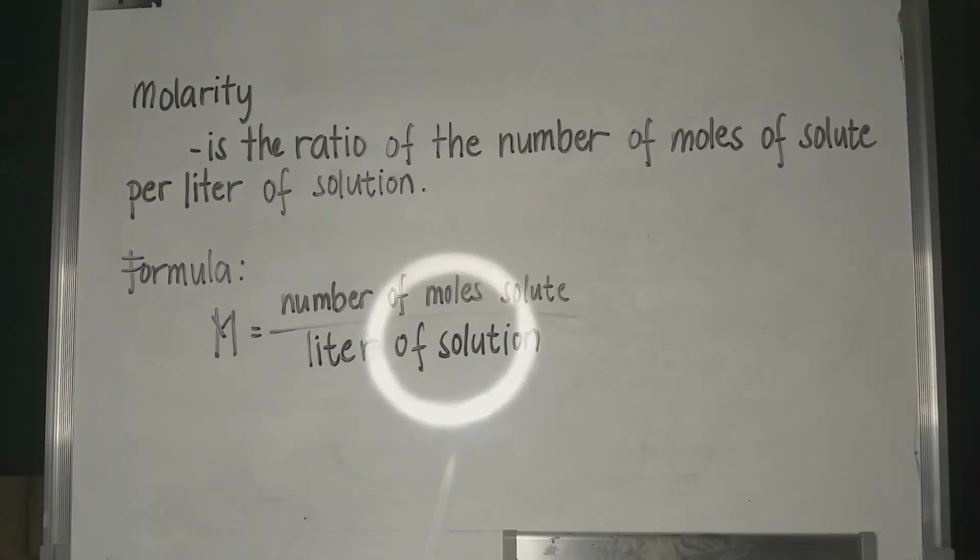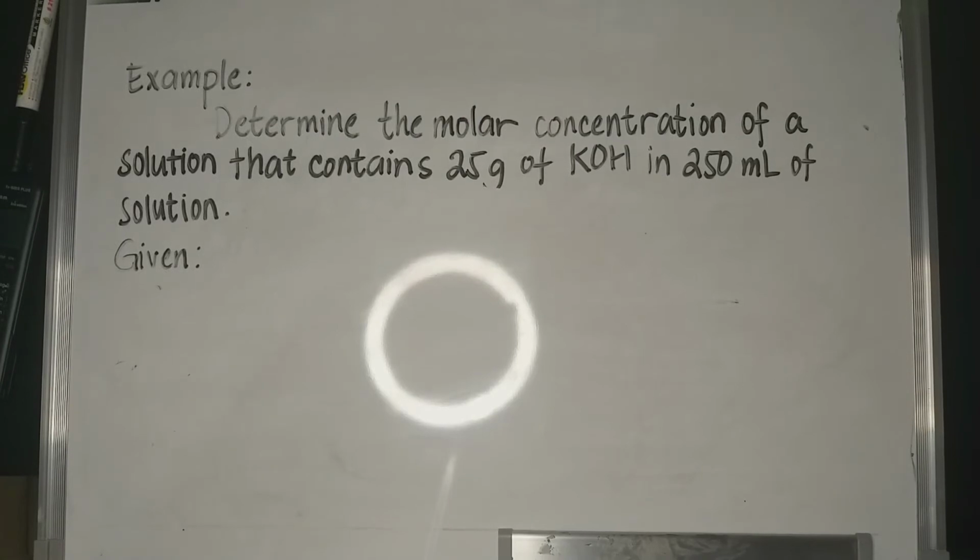So let's proceed to the molarity. So molarity is the ratio of the number of moles of solute per liter of solution. So our formula for molarity is capital letter M equals number of moles of solute all over the liter of solution. Now let's take an example. Determine the molar concentration of a solution that contains 25 grams of potassium hydroxide in 250 ml of solution.